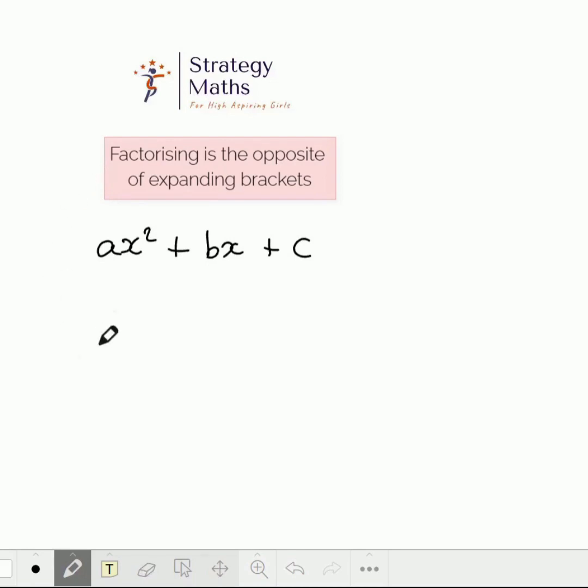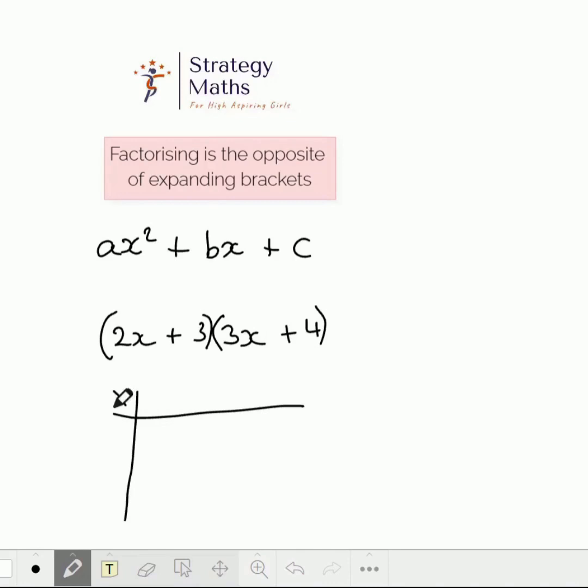So let's just go back to an expanding brackets question, such as 2x plus 3 multiplied by 3x plus 4. I'm going to use the grid method to multiply these two brackets together. So along the column here, I'm going to put 2x and the positive 3. And along the row, I'm going to put 3x and the positive 4.